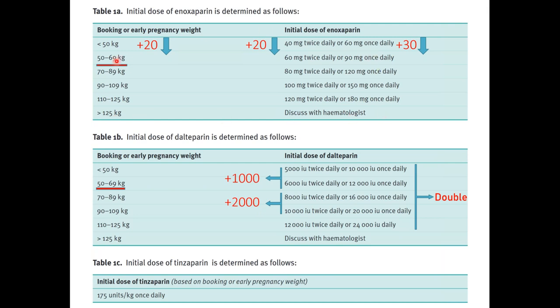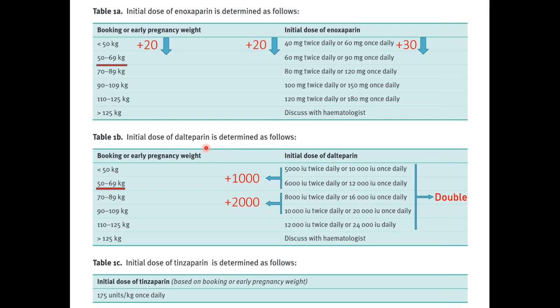This is about the therapeutic dose of enoxaparin. Here we add 20 for the weight. If you give the patient twice daily, we add 20 to the 40. If the patient is once per day, we add 30.